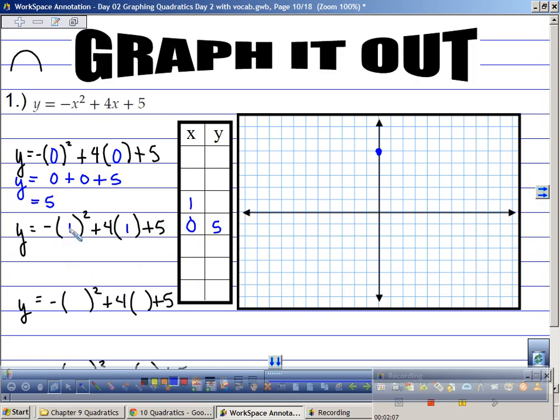So if I plug in 1, I would get 1 times 1 is 1, correct? With the negative in front of it, so that's negative 1 plus 4 plus 5. Good. So what do I get? 8. So if I plug in 1, I get 8. So how do I graph that? Michael, tell me where to go. The one we just did, 1, 8. Over 1. 1, 2, 3, 4, 5, 6, 7, 8.